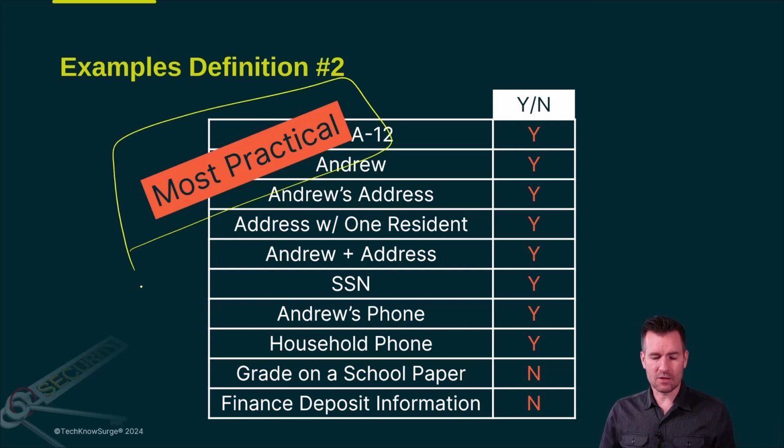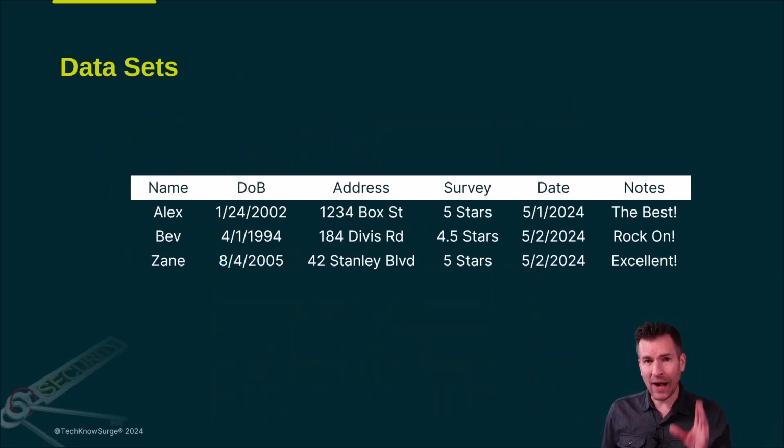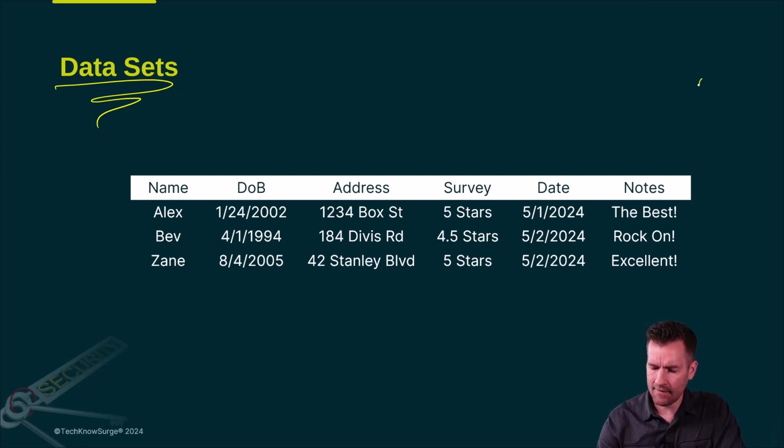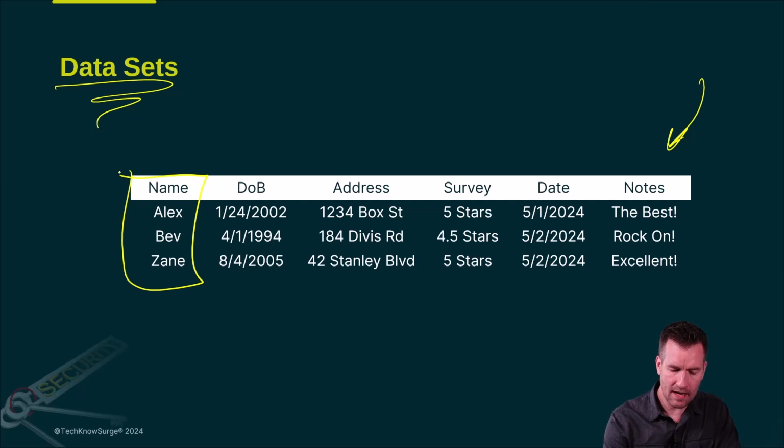And there are several reasons why this is the most practical and the one that probably most of us should adopt. The reason why this is the most practical definition of what PII is, and generally what most organizations will use as the definition of PII, is because we have to think of things from a data set perspective. Let's say I have a table here. Maybe it's a table part of a database. Maybe it's part of a spreadsheet. Whatever the case may be, I have people's personal information right here.